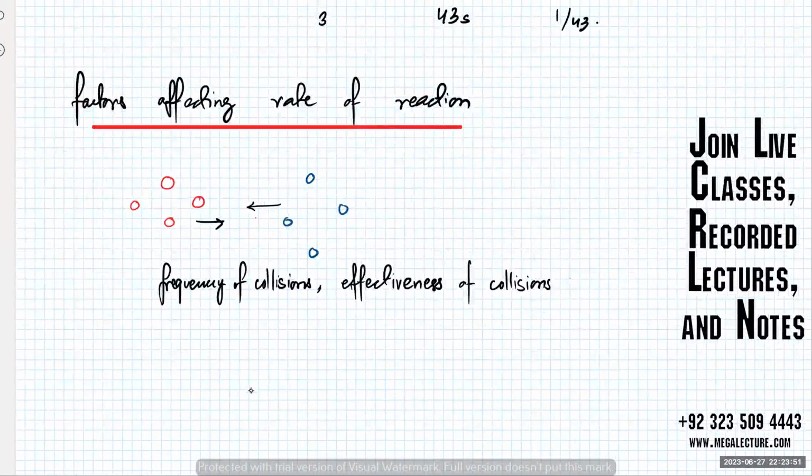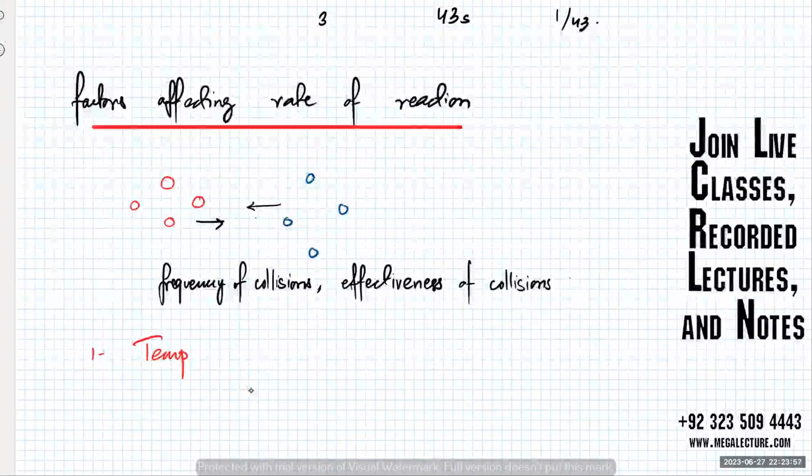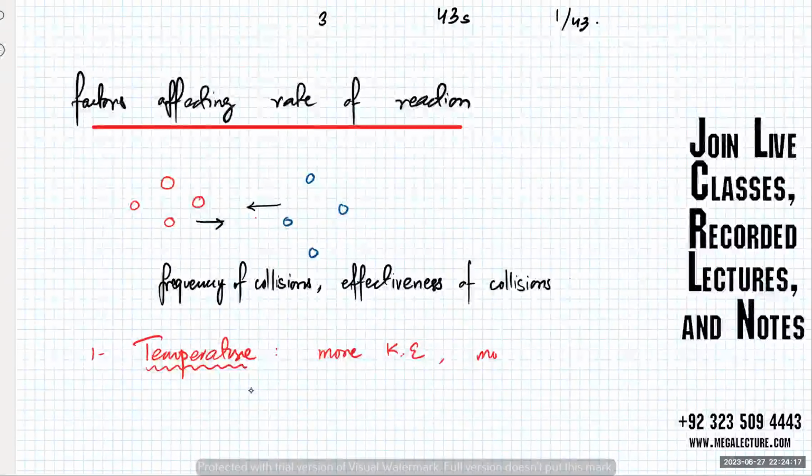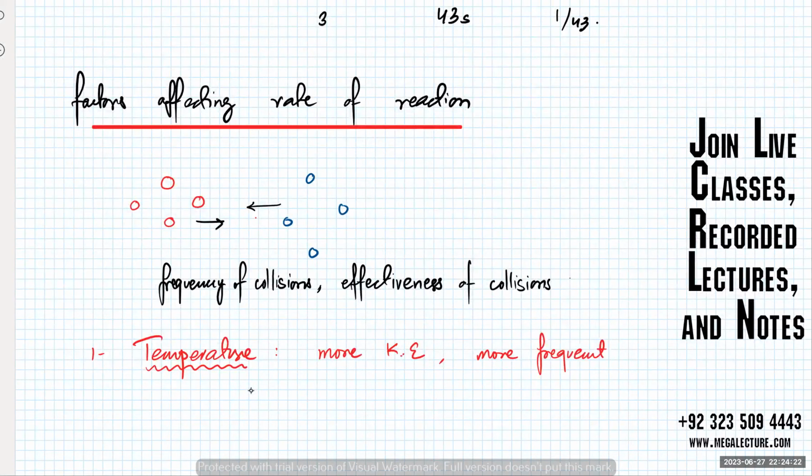So first thing, temperature. Temperature is factor number one. What would temperature do if you increase temperature? Why does the reaction speed up? Because the kinetic energy of the particles increases, so there are more frequent collisions occurring. What about effectiveness of collisions? Yeah, there are more successful collisions occurring as well. So you get more frequent collisions, and the proportion of successful collisions also increases.